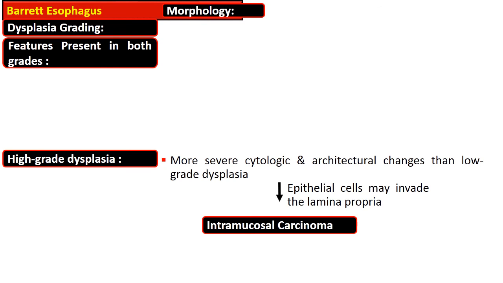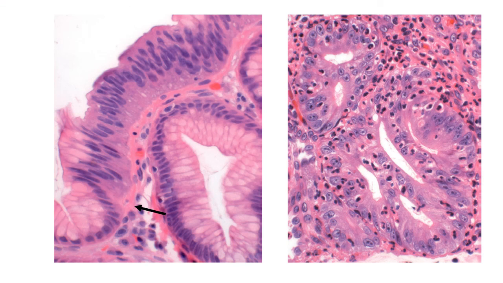The epithelial cells may invade the lamina propria, and then they are called intramucosal carcinoma. So these photomicrographs are showing dysplasias in Barrett's esophagus. On the left, this picture is showing the abrupt transition from metaplasia to low-grade dysplasia. Here, the nuclear hyperchromasia as well as the stratification of the nuclei is remarkable.